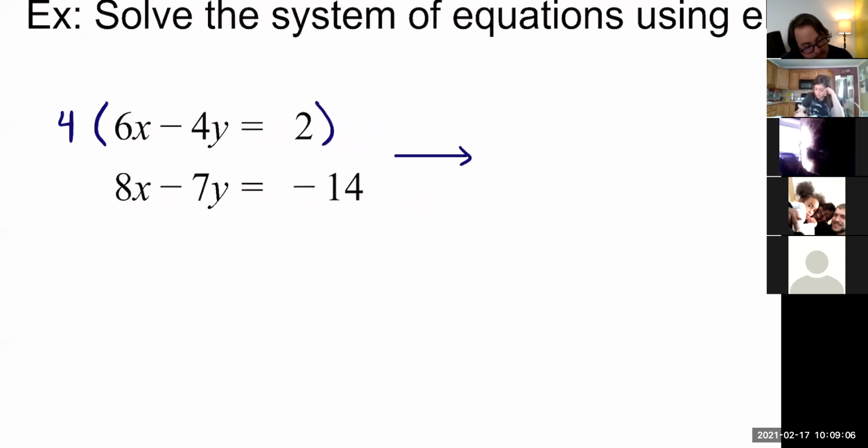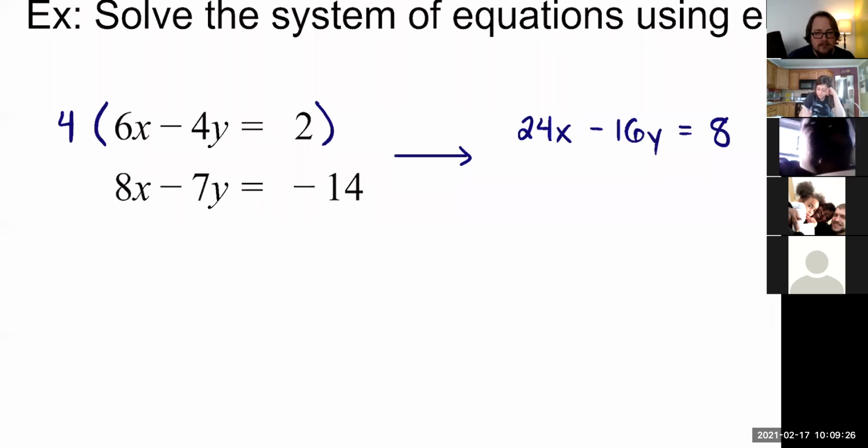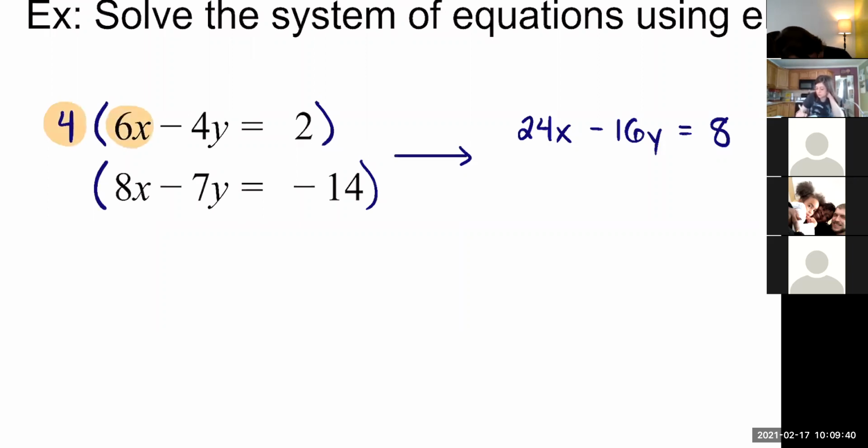So if we multiply the top equation by 4, 4 times 6x is going to give me 24x. 4 times negative 4y is going to give me a negative 16y. And 4 times 2 is going to give me an 8 all the way on the other side of this equation here. So far, so good. So our focus there, just to color code it again, our main focus was we were really excited about what the 4 times the 6x would accomplish. That gave us our 24x.